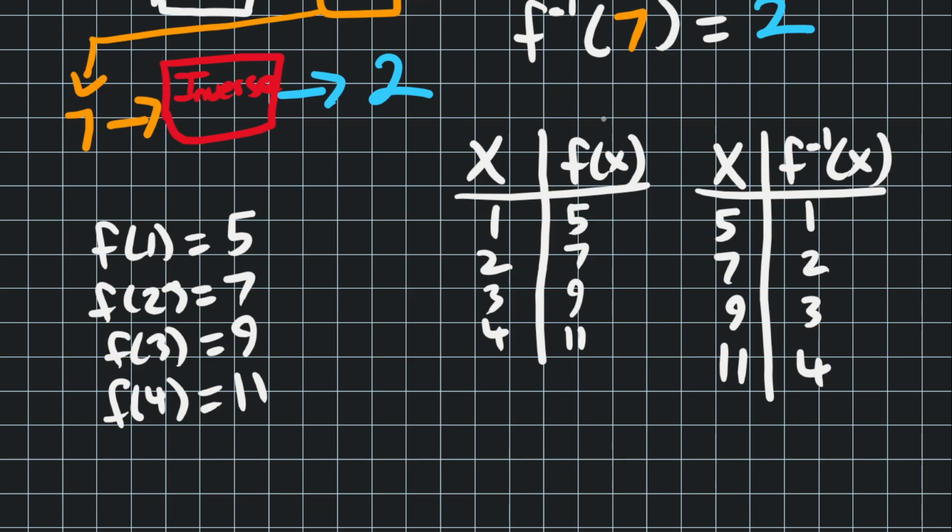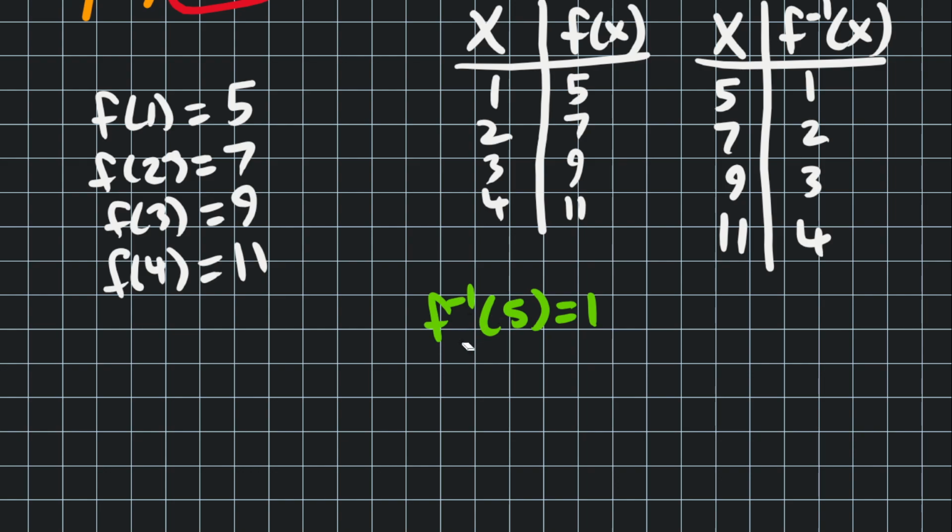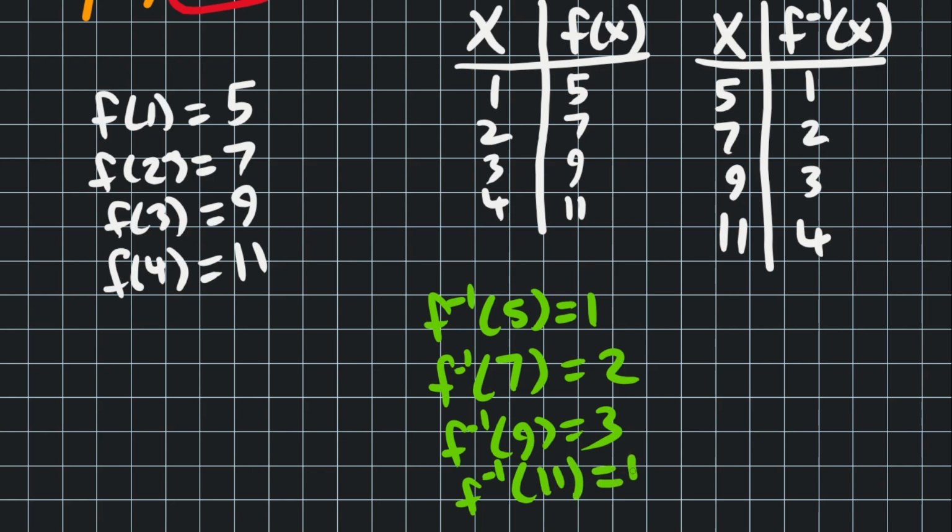So if you read this table, f inverse of 5 is 1. We can write that down first. F inverse of 5 equals 1. F inverse of 7 is 2. F inverse of 9 is 3. And f inverse of 11 is 4. So we can write those down. F inverse of 7 is 2, f inverse of 9 is 3, and f inverse of 11 is 4.